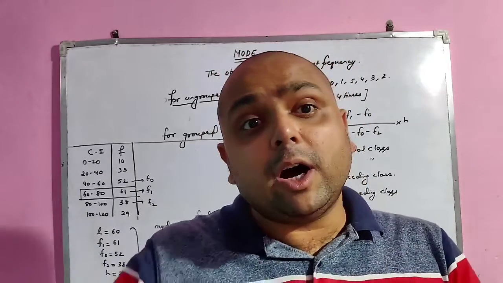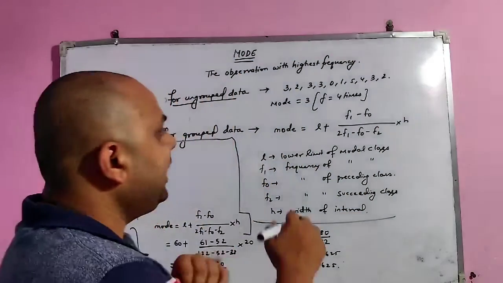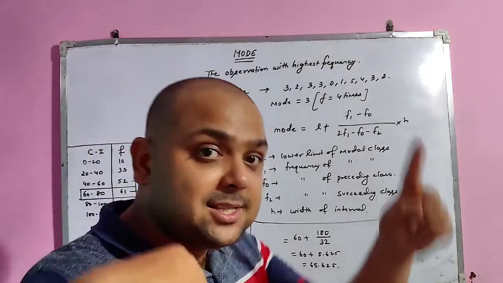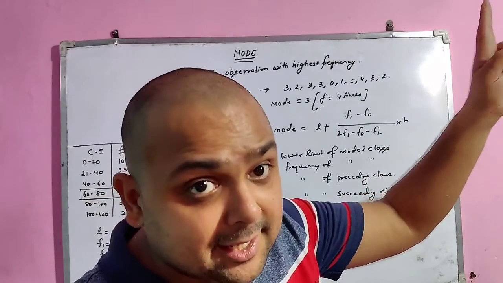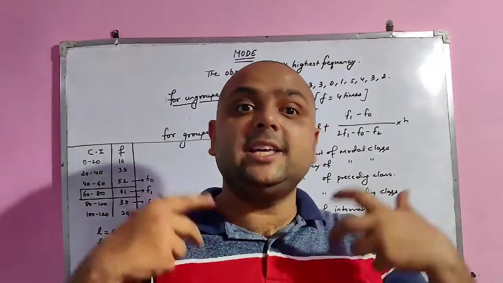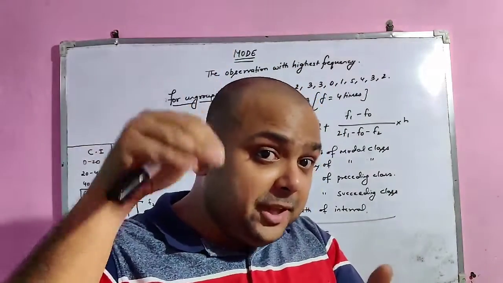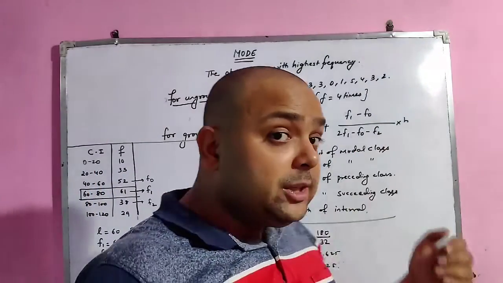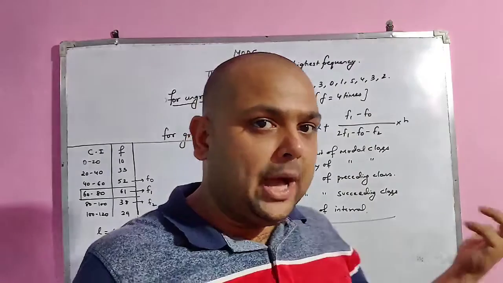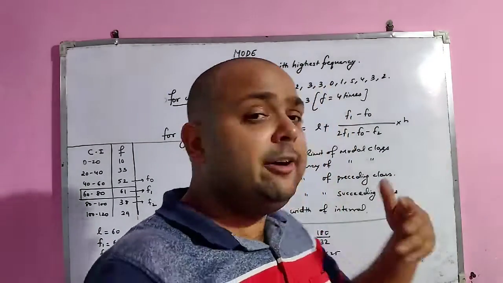But in case of grouped data, we apply a formula. The formula has L, which is the lower limit of the modal class. Here we have the modal class. F1 is the highest frequency, F0 is the frequency preceding F1, F2 is the frequency succeeding F1, and h is the class width.